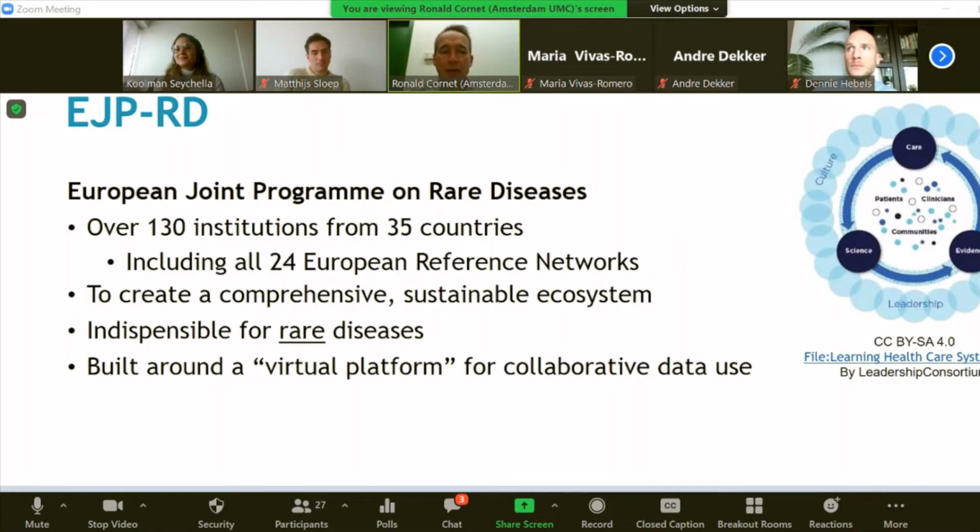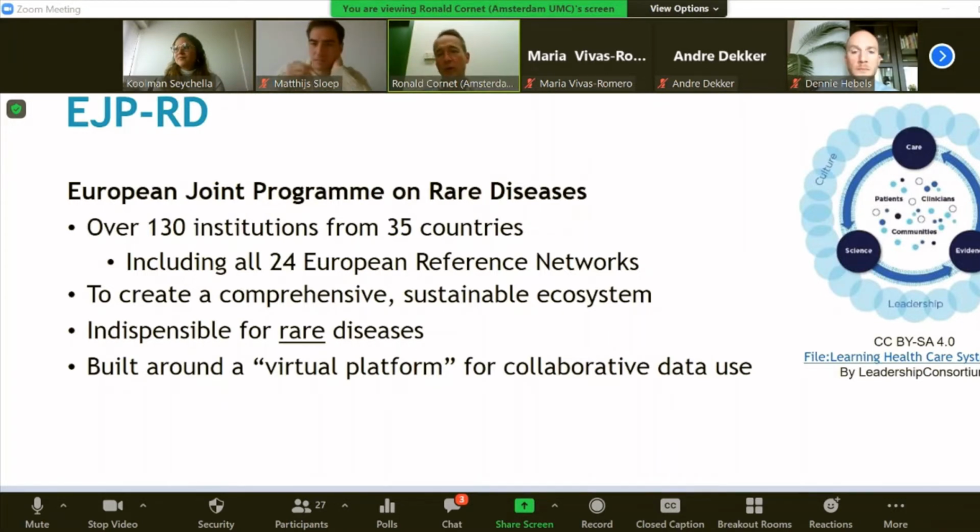And in the European Joint Programme, we aim to create an ecosystem to basically support those reference networks, the European registries on rare diseases that exist, to establish practically a learning healthcare system where really the observational data, the real world data collected today can be used for analysis to improve tomorrow's healthcare.